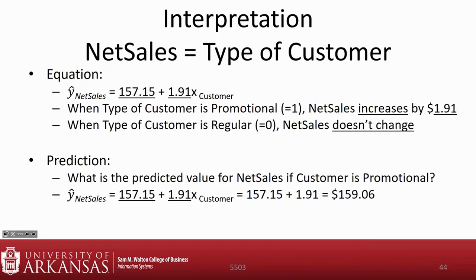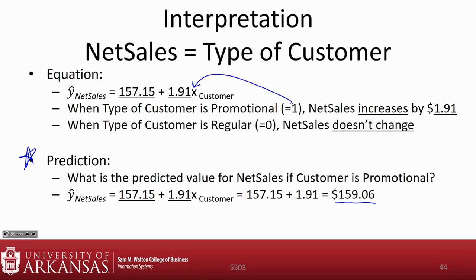So our intercept is 157.15, and we have plus $1.91, and then we have our customer value. So if our customer type is promotional, that means X is 1. Then we plug a 1 into this value, so 1 goes right here. And that's what I have down here at the bottom with the prediction. So we have 157.15 plus $1.91. We end up with $159.06.